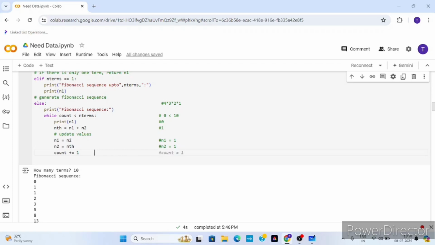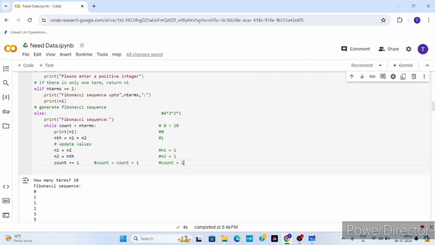Here count plus equal to 1 can also be written as count equal to count plus 1. This is just shortened in this format. Now the count value will be 1, because I add 1. Here I have 0, 0 plus 1 equal to 1, and I assign it to the count itself. This is the main thing. This is the first iteration.